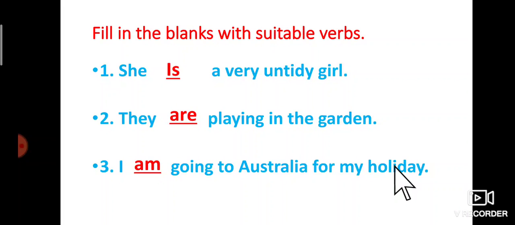Students, as you understand this explanation and solve your exercise on page number 71 of your English 2 textbook, you will understand and realize more what the agreement of the verb with the subject is.